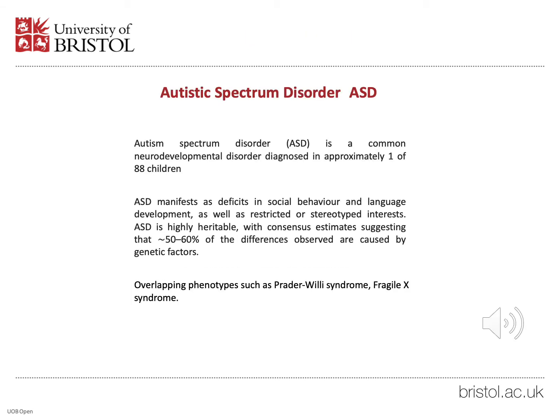Autism spectrum disorder is a relatively common condition, with about 1 in 88 children displaying some form of characteristics, although of varying degrees of severity. It's a neurodevelopmental condition and it has a highly heritable component. Somewhere between 50 to 60% of the differences observed are caused by genetic factors. The more severe aspects of ASD are often caused by quite specific chromosomal genetic abnormalities, such as Prader-Willi syndrome or Fragile X.